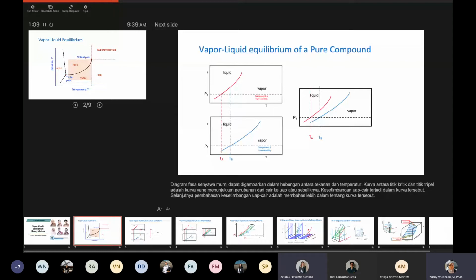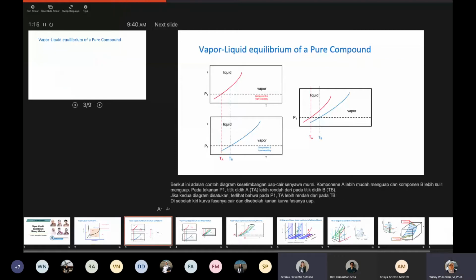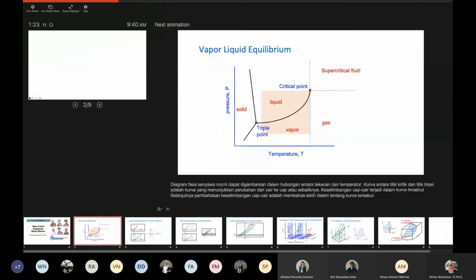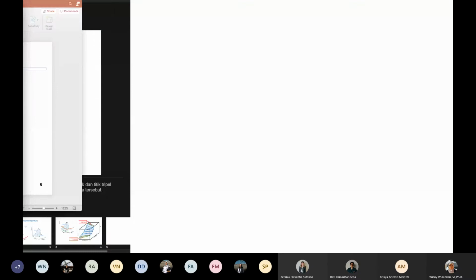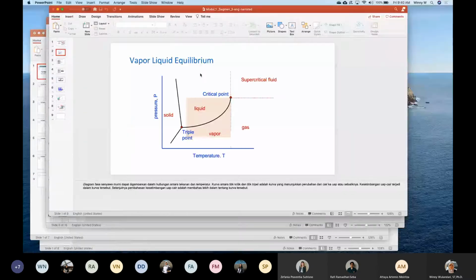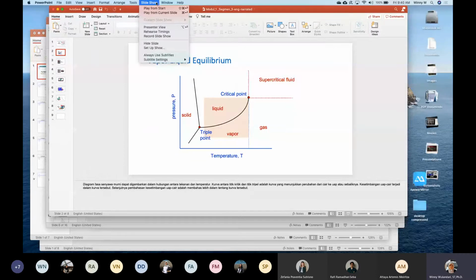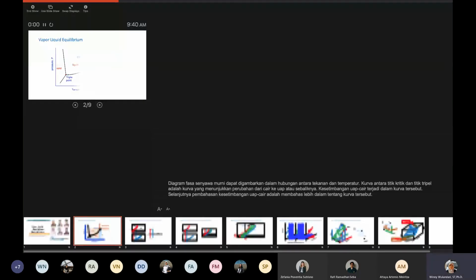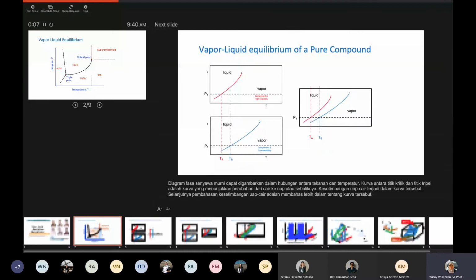I'm sorry, but what we see here is the presenter view, not the full slides. Okay. Can you see it now? Still in the presenter view, ma'am.